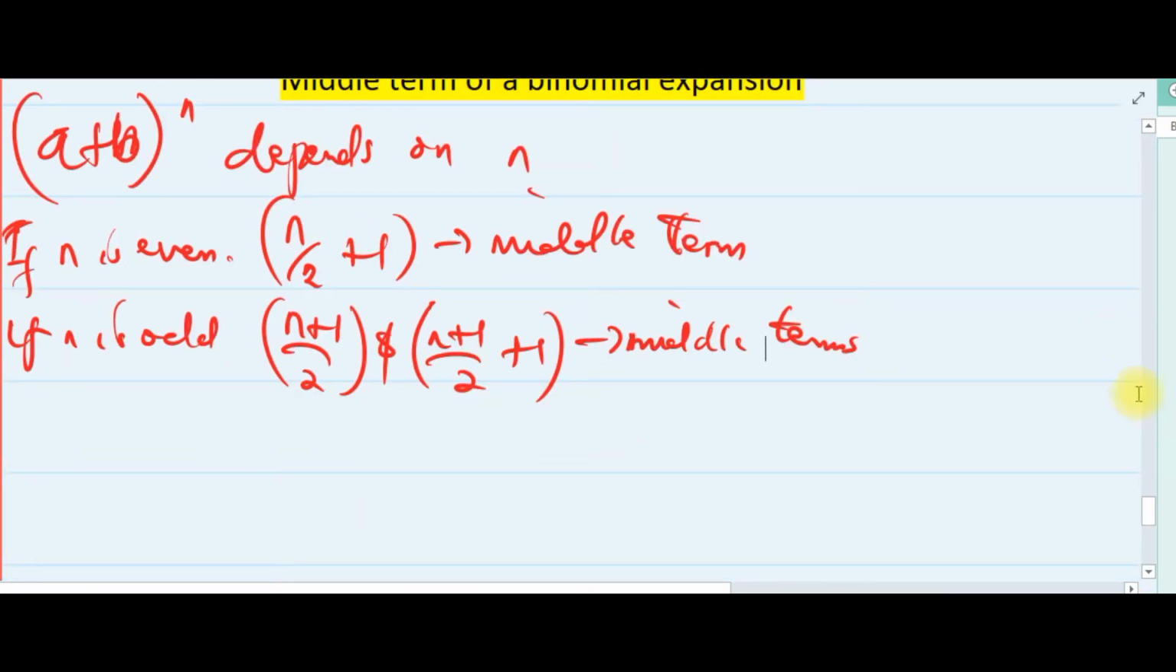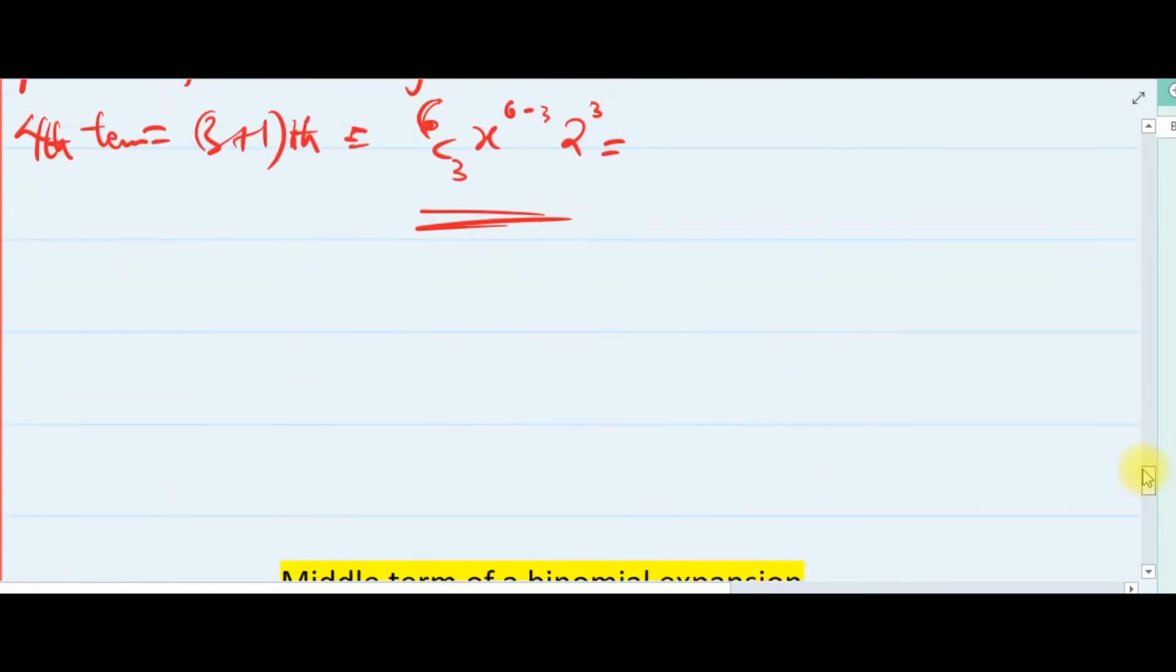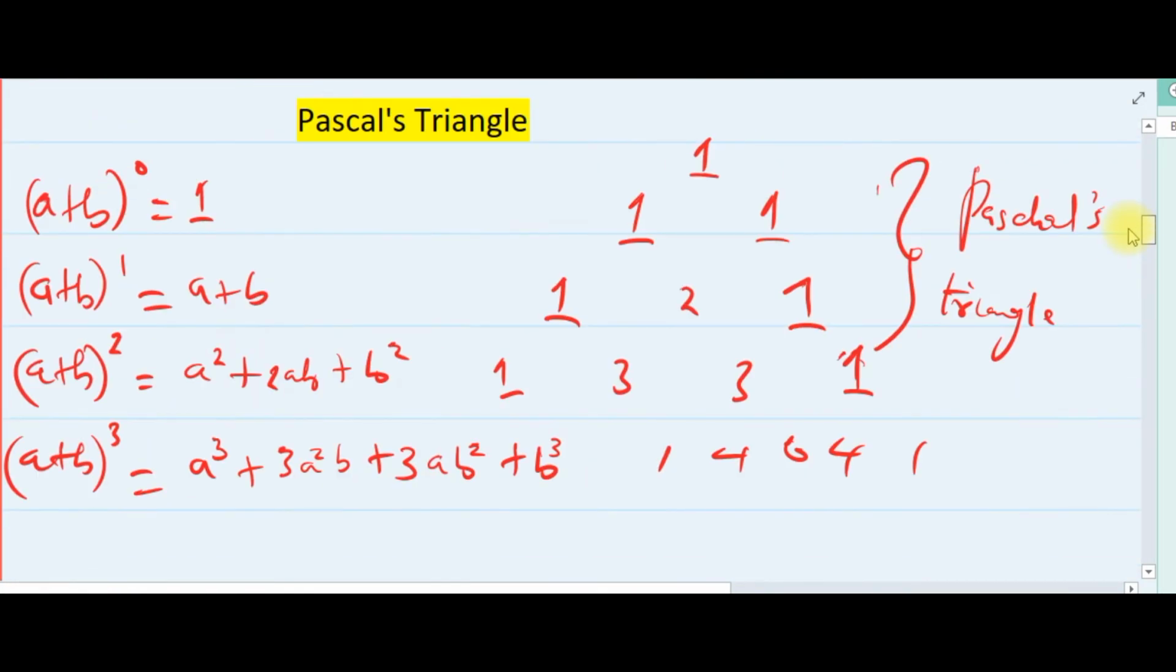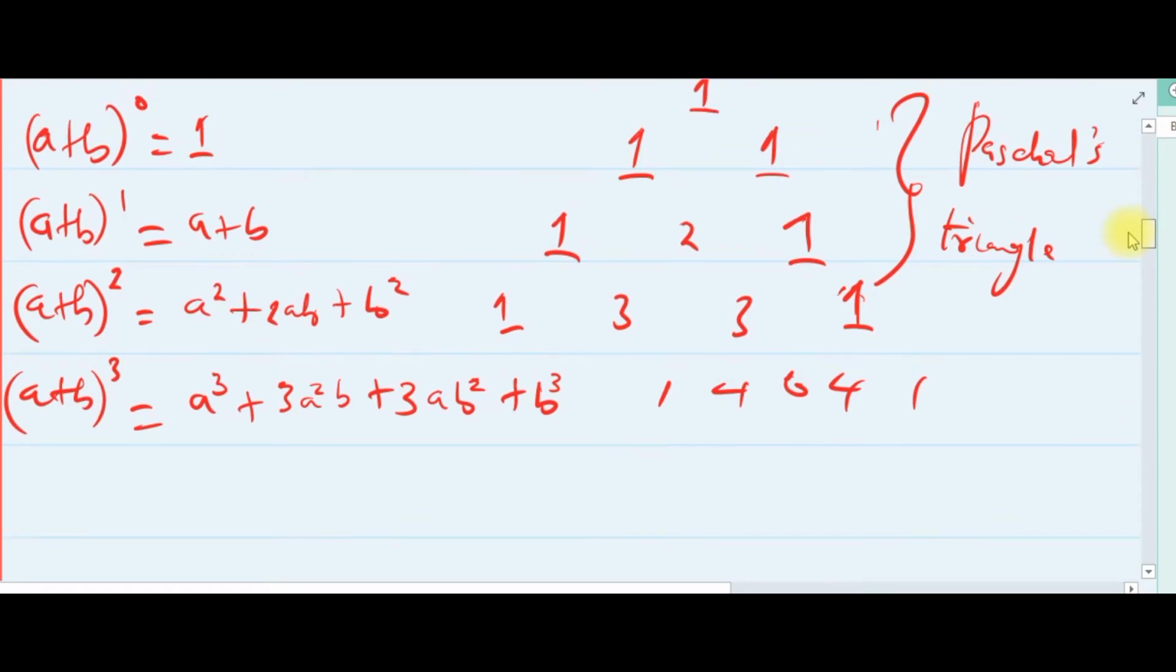Let me use the ones we've done. Remember our Pascal's triangle. You can see it. The middle term here is 2ab, which is the same thing as 2 over 2 plus 1. 2 over 2 is 1, 1 plus 1 is what? 2. So the middle term is the second term.